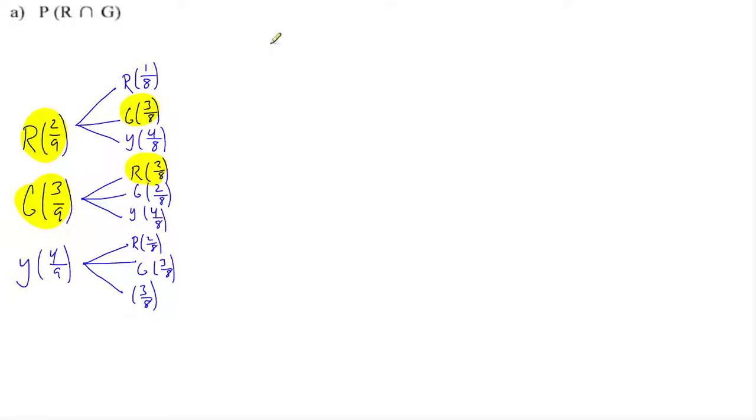So actually, what I'm going to say is that the probability of red and green is the probability of red-green plus green-red. In order to calculate those, I need to multiply the respective probabilities. The probability of getting red-green is going to be 2/9 times 3/8. And the probability of getting green-red is going to be 3/9 plus 2/8.